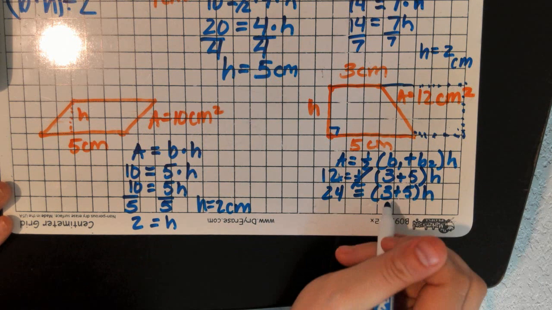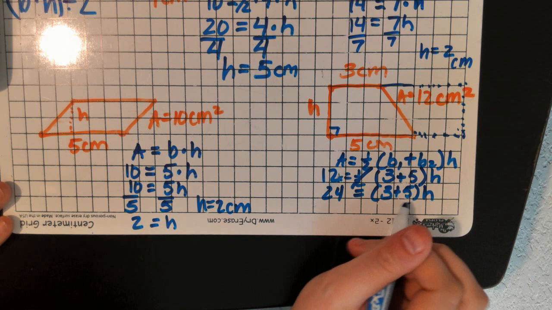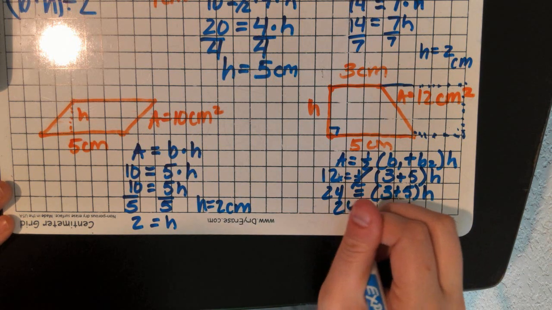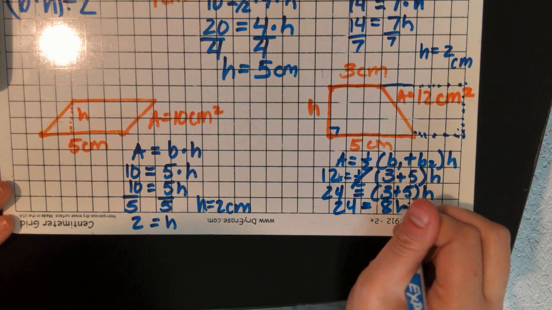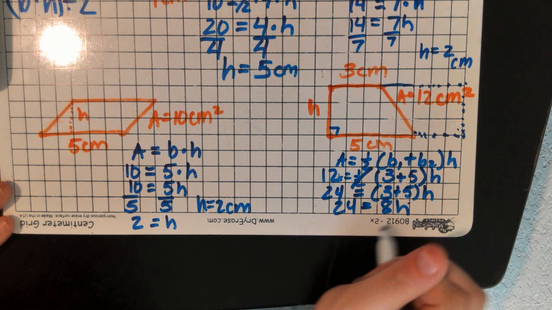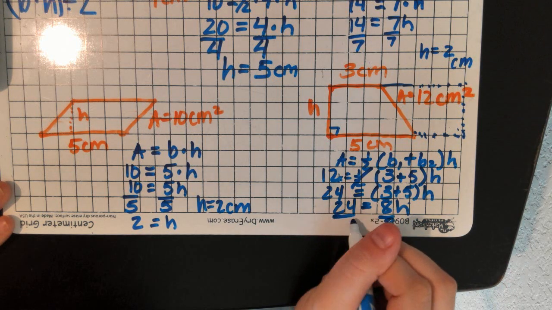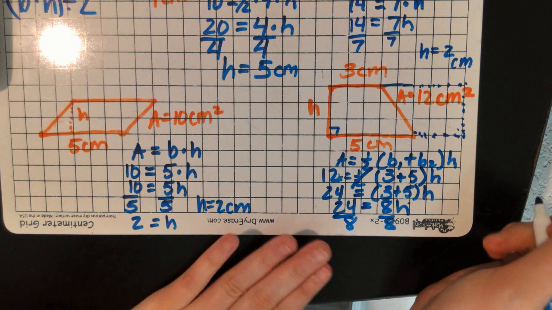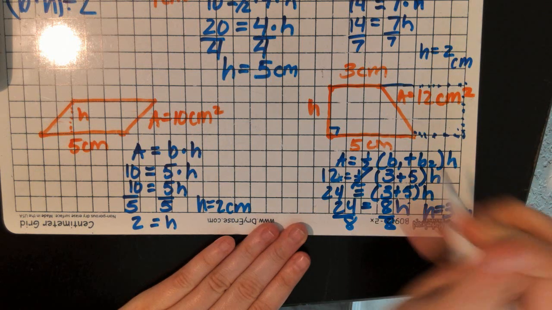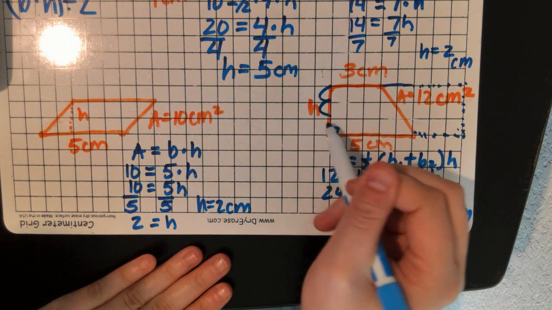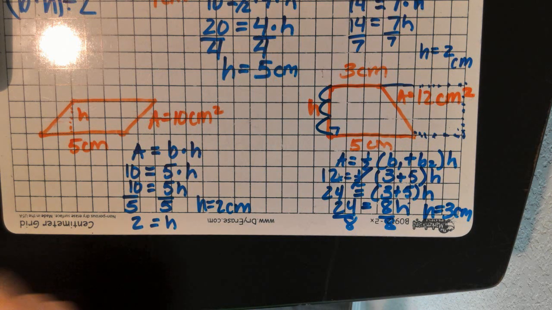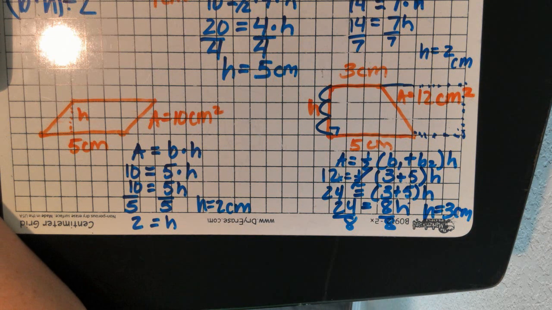Okay, now I'm going to add these two together because before I try to divide, I'm going to have to add. So 3 plus 5 is 8. So 8h. Now, it's a multiplication equation, so I divide both sides by the number on the outside of the variable. So what's 24 divided by 8? That is 3. So h equals 3 centimeters. And if I count this, 1, 2, 3. The height is 3 centimeters. So that is solving for a missing piece in a formula.